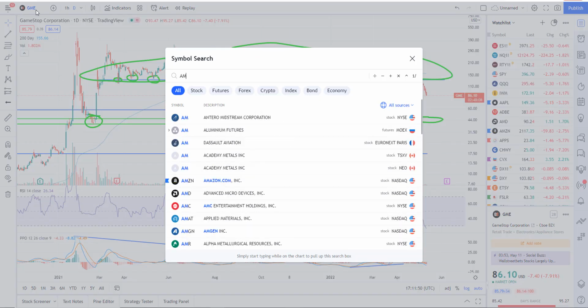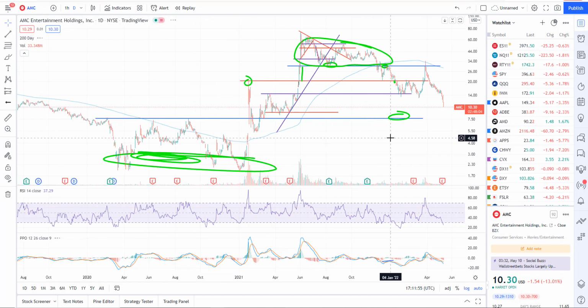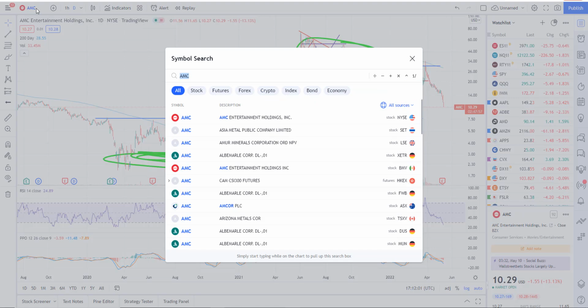And just to give you guys another look, here's AMC. It's doing the same thing, just plunging. These two are the meme stocks that have really held up, and they just have no business being where they're at. So I'm looking for lower prices.